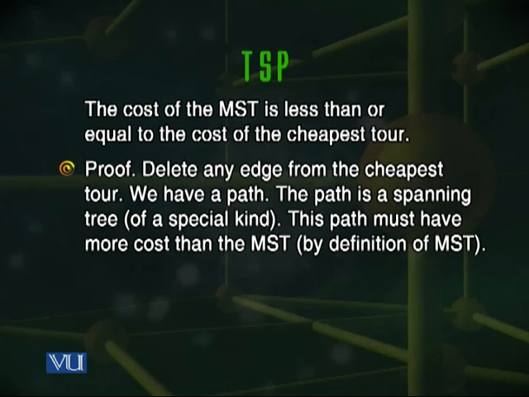Since this path is a spanning tree, its cost must not exceed the cost of the minimum spanning tree, because the minimum spanning tree by definition is the cheapest possible tree in this graph. Thus the cost of this path is at least as much as the cost of the minimum spanning tree. And of course, the cost of the Hamiltonian cycle is at least as much as the cost of this path, because we actually deleted one edge from the Hamiltonian cycle.